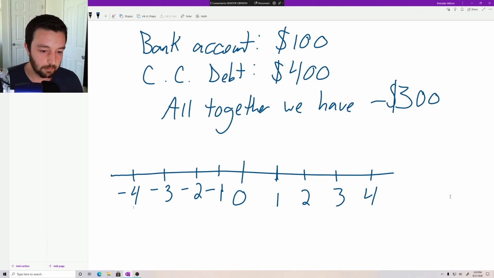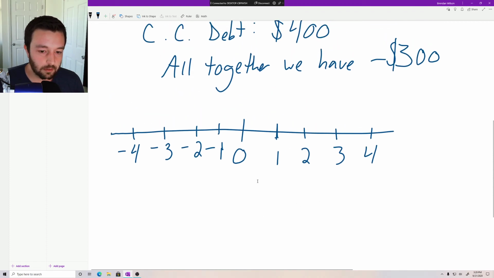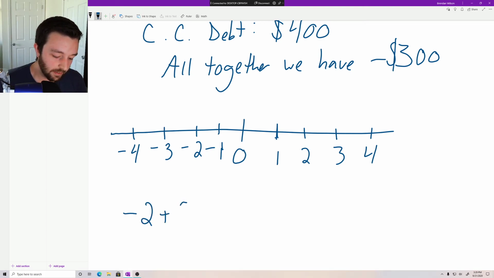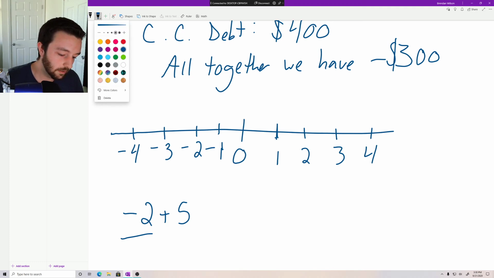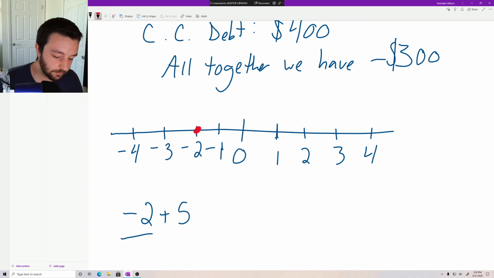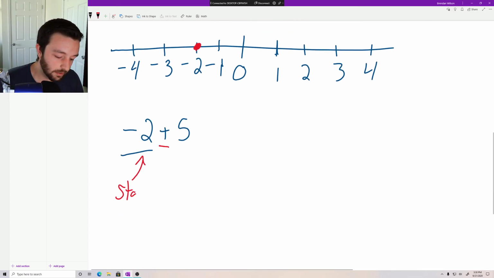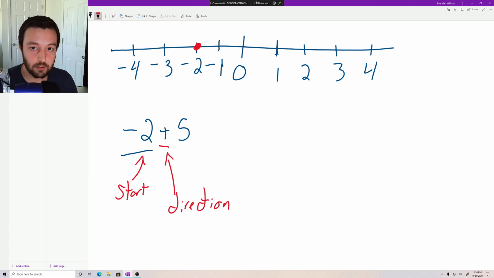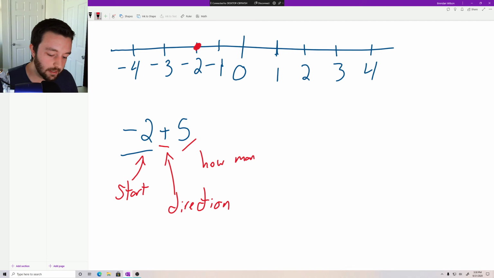So we can use this number line in order to do addition or subtraction with negative numbers. For example, if we want to do something like -2 plus 5, the way we would do this with a number line is the first number tells us where we should start. So we start at -2, and then the plus, this is the direction. The plus means go in the positive direction towards the positive numbers, aka to the right. And this says how many spaces.